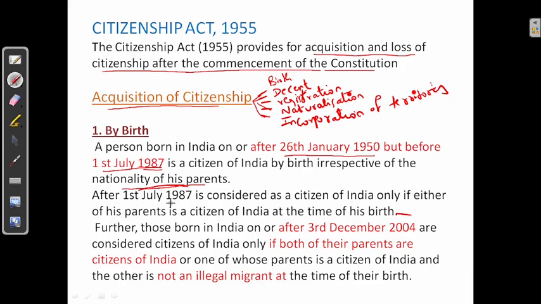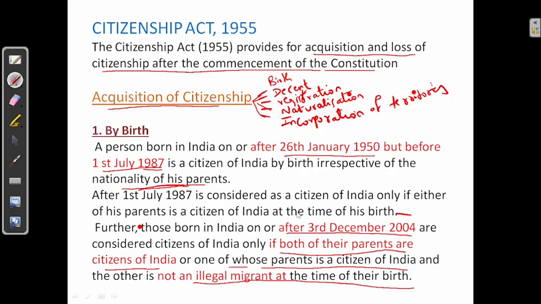But after 1st July 1987, the person will get citizenship of India only if either of his parents is a citizen of India at the time of his birth. Next, those born in India on or after 3rd December 2004 are considered citizens of India only if both of their parents are citizens of India, or one of whose parents is a citizen of India and the other is not an illegal migrant at the time of their birth.